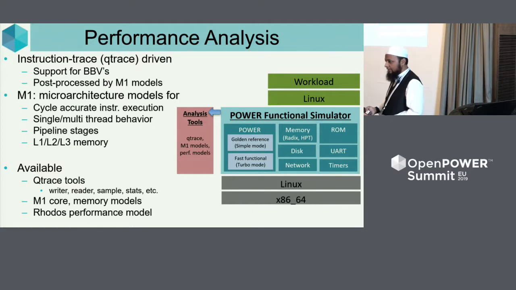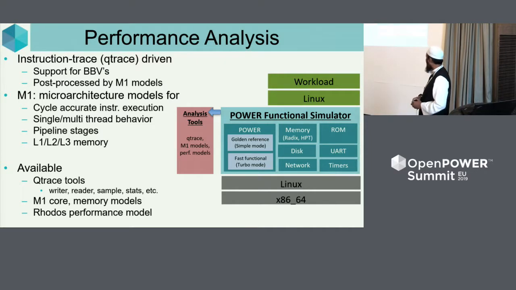So we get the instruction trace using the functional simulator, and then post-process that instruction trace in the QTrace format on these M1 models. So you can get the cycle accuracy, or how the instructions are progressing cycle by cycle. What the thread behavior is, whether it is a single thread or multi-thread, the different pipeline stages that the instructions can go through, and the memory features, the memory characterization, how the application is working as part of that. All these analysis tools are provided.